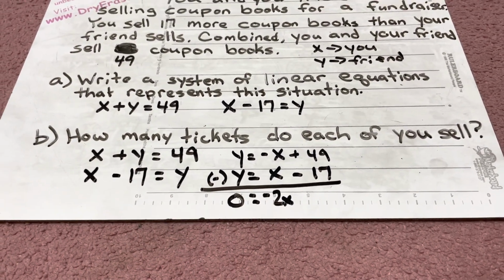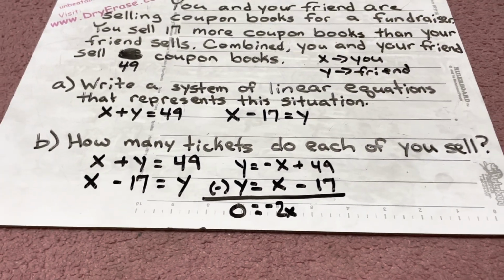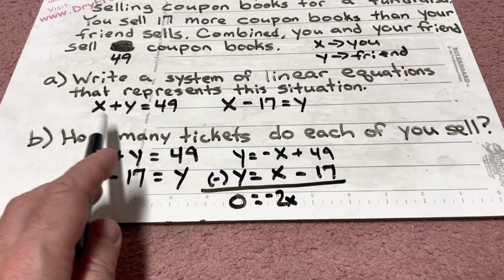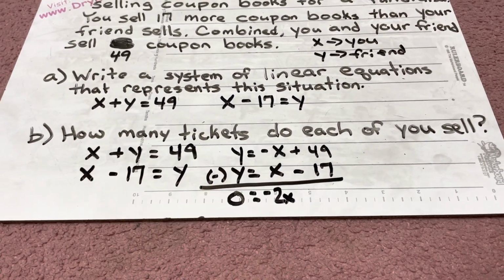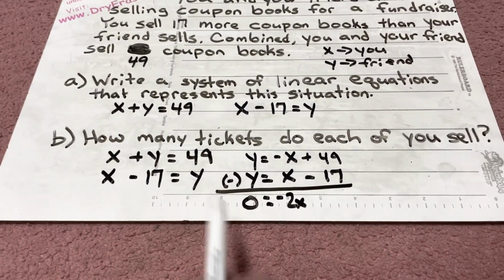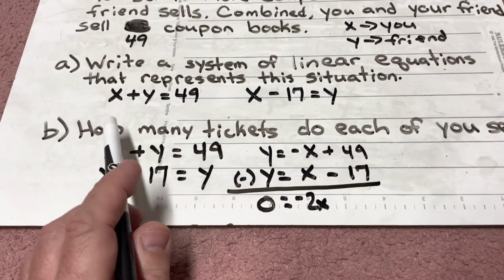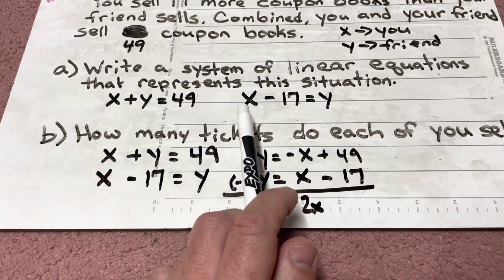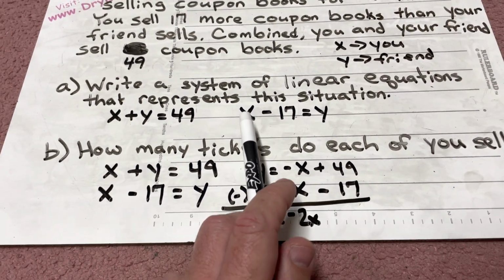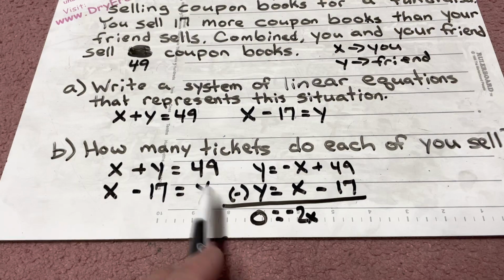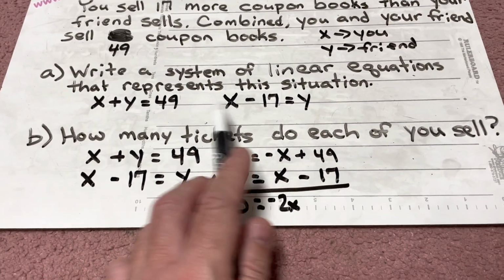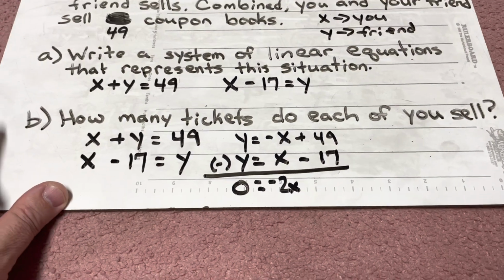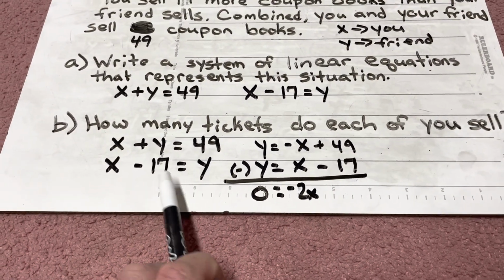So anyway, let's remind ourselves what we're doing. We're writing a system of linear equations that represents this situation. X plus y equals 49, x minus 17 equals y, because the number that you sold plus the number that your friend sold equals 49. The number you sold, because you sold 17 more than your friend, x minus 17 equals y. That's your system of linear equations. Now, how many tickets do each of you sell?